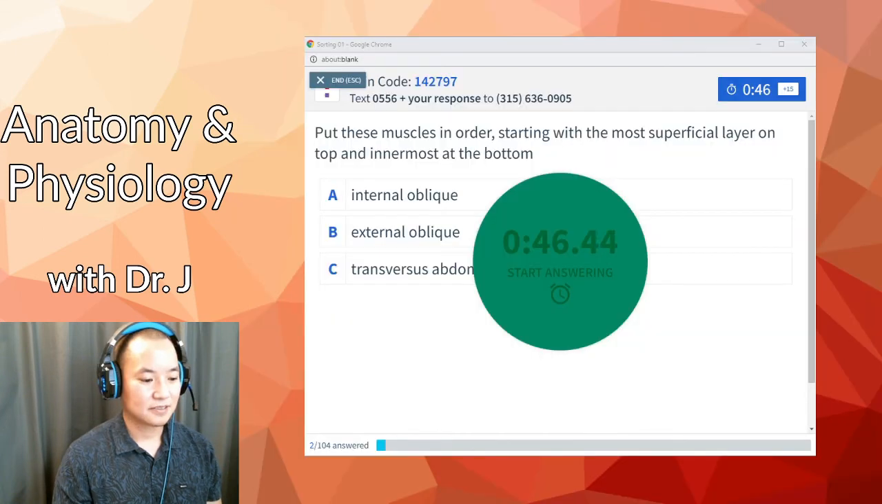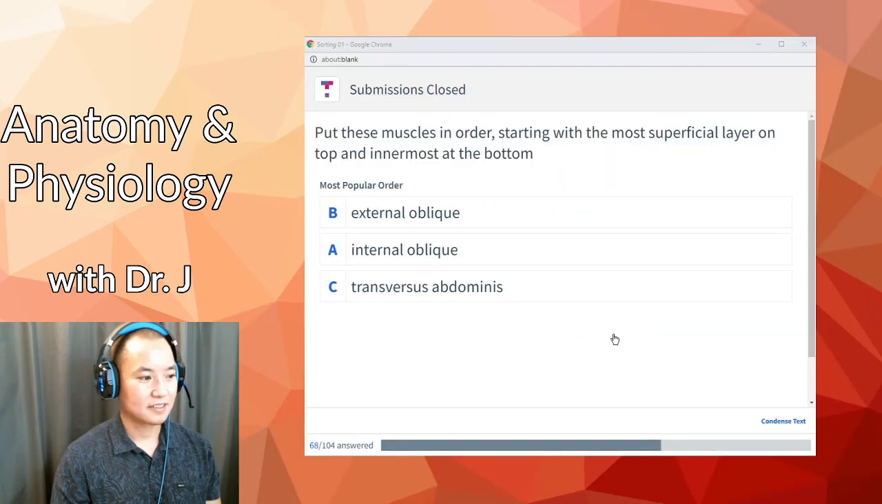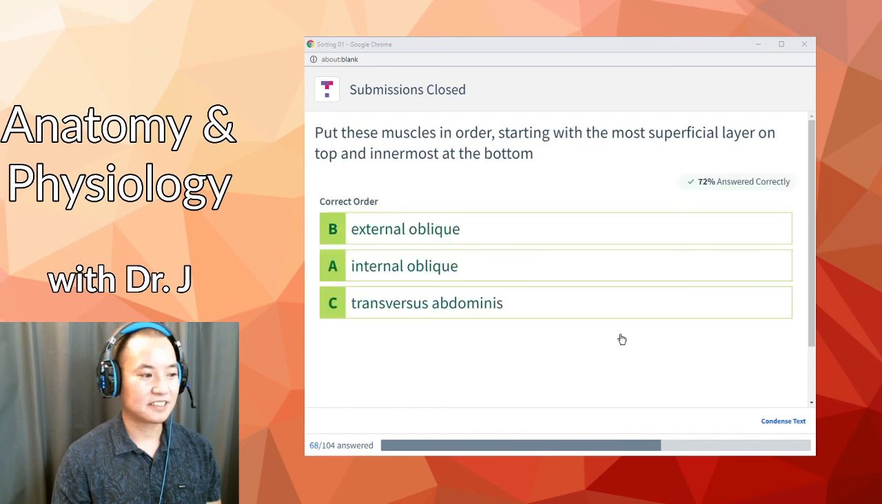Okay, so to review, put these muscles in order. Just three layers. This is the most popular order, and this is the correct order. So again, there are multiple layers to those lateral muscles to the sides of the rectus abdominis.